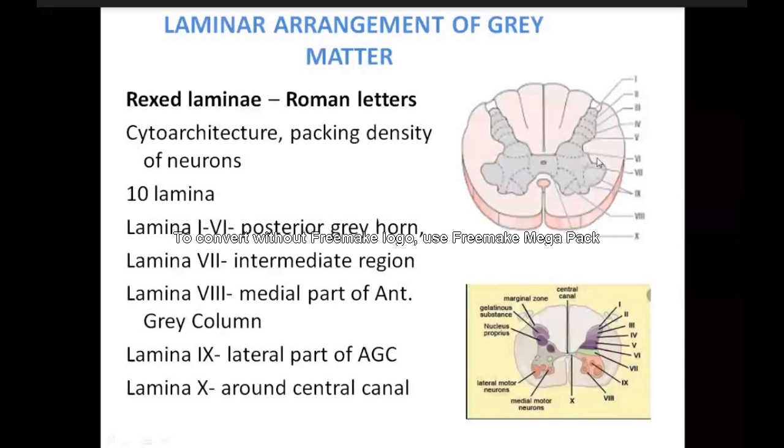So here you can see this is the posterior horn, your anterior median fissure, the posterior median sulcus. And in the white matter here you have the anterior lateral, here you have the posterior lateral. And talking about the gray matter, there are two horns, posterior and anterior. The posterior is sensory in function, the anterior is motor in function. And in the thoracic region, up to L2, you have the lateral horn. Now the Rexed classification is usually represented by Roman letters.